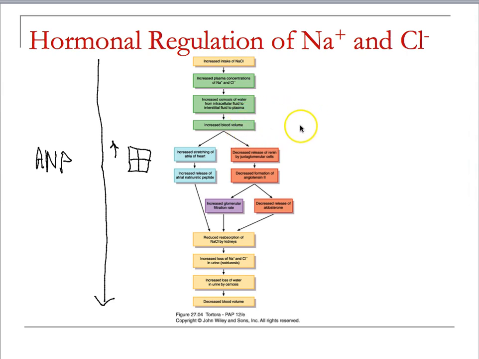Likewise, on this side, if this is ANP versus ADH, over here you're going to see decreased release of renin in the juxtaglomerular cells. So in total, you're going to decrease the RAA pathway, and by that I mean activation of the RAA pathway, which means you have less angiotensin II and therefore less aldosterone.